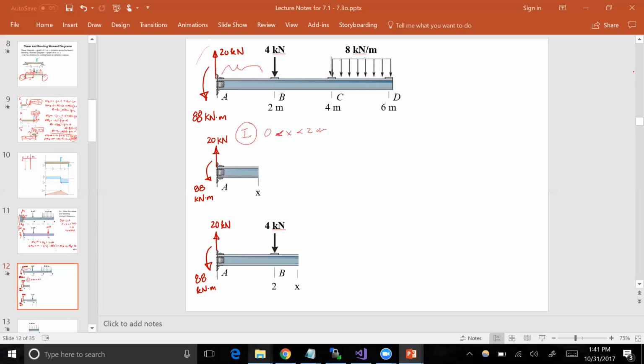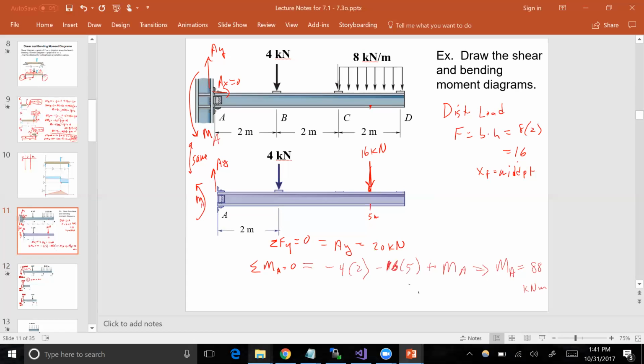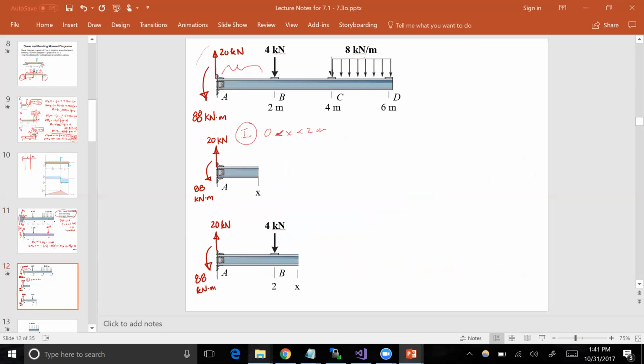Question? Is x given to us? This is what's given to you. You're drawing the shear and bending moment diagrams. How are you going to do that? You're going to have to find what the shear and bending moment are as a function of x. It's not given to you. What's given to you is the 4 kilonewton force and the 8 kilonewton per meter distributed load. So look at this region right here between A and B. There's nothing going on there. So let's call that region 1, and we'll make x go from 0 to 2, right?